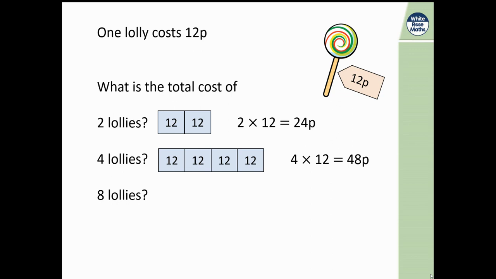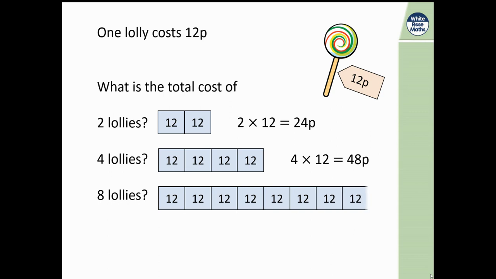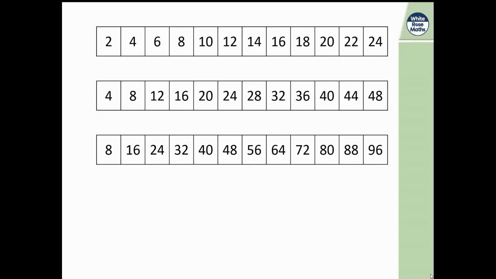that 48 is a double of 24. Use that for what you expect 8 lollies to be then. And you can see that 48 doubled is 96.